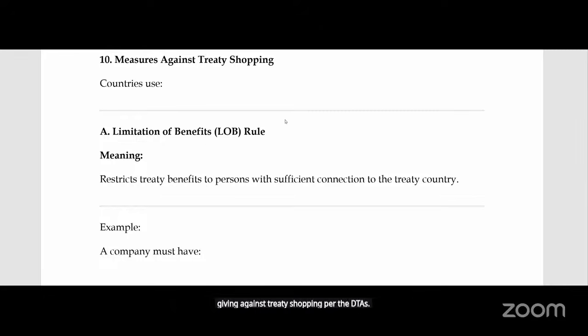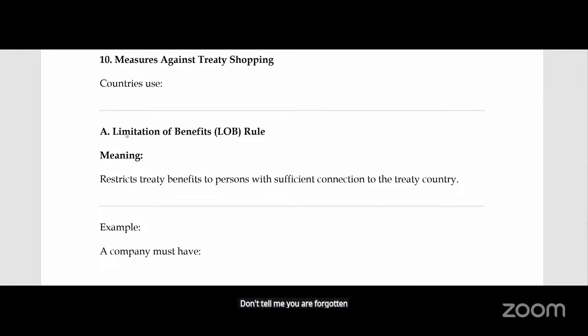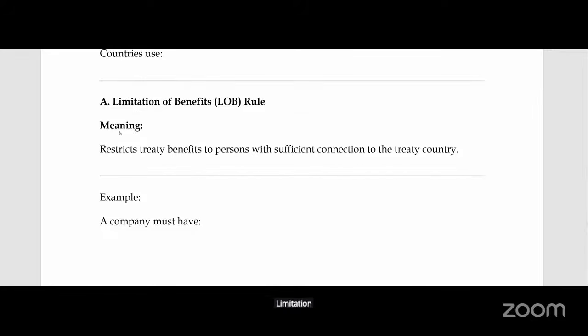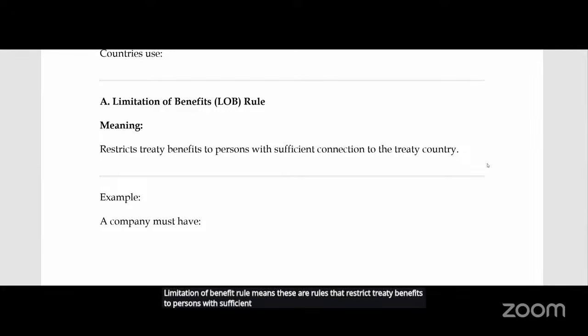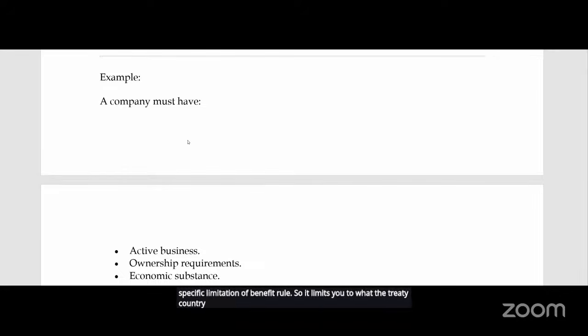One, we have what we call limitation of benefit clauses. So limitation of benefit, please note these things very well. Don't tell me you have forgotten tomorrow morning. Limitation of benefit rule means these are rules that restrict treaty benefits to persons with sufficient connection to the treaty country. So some DTAs have specific limitation of benefit rule. So it limits you to the treaty country, let's say Ghana. So, for instance, a company must have active business or ownership requirements or economic substance as a rule before it can enjoy some provisions in the DTA.